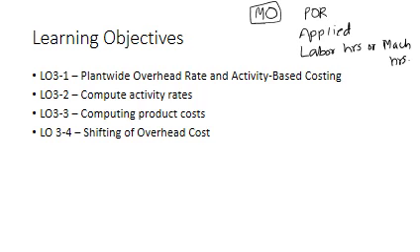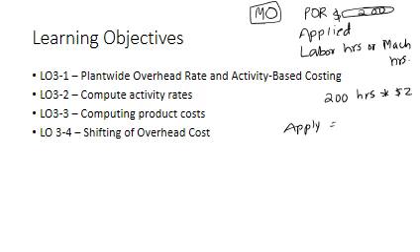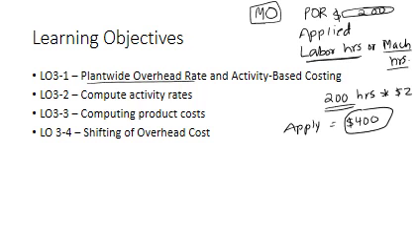And then if a particular job took, let's say, 200 hours and we had a predetermined overhead rate already computed at $2, then we would just multiply it at $2 and say that we are going to apply the overhead to this particular job at $400. So it was a very simple system because we used only one allocation base, for example, labor hours. So that became the plant-wide overhead rate.